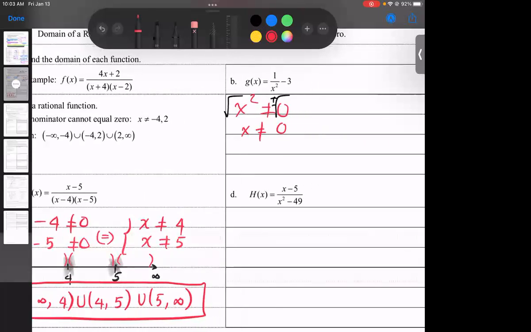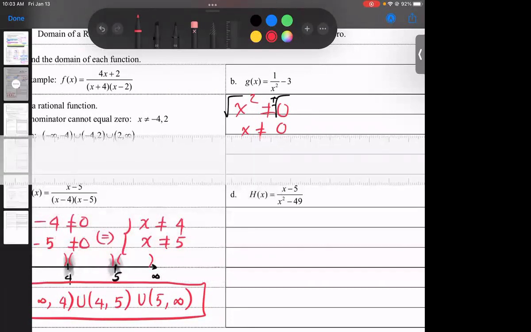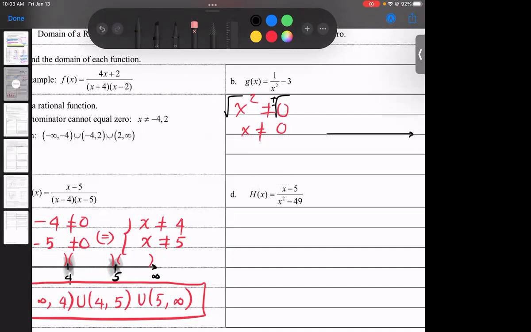Can someone tell me what's the domain here? Interval notation? Yeah, very good. Right, so the 0 is not included, just cross that out. Everything else, okay. Okay, it seems like you got good at this.